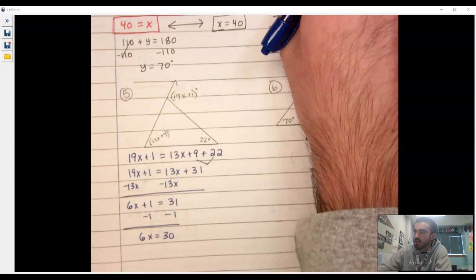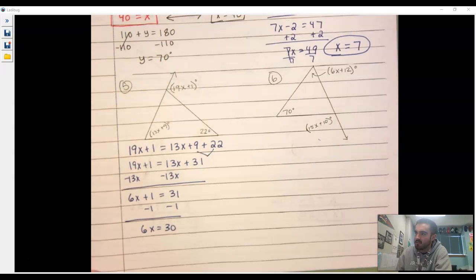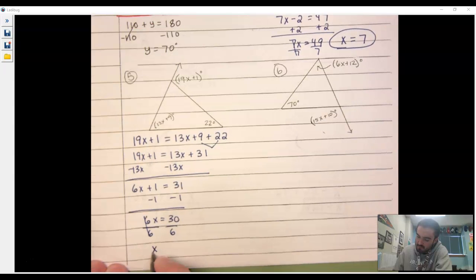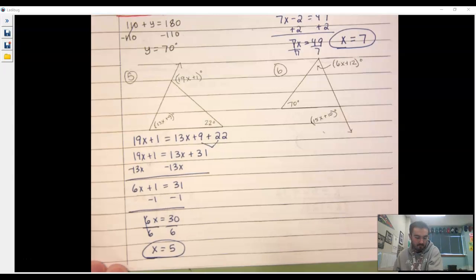Whoops. Sorry, my screen cut off there. Sorry about that, guys. Subtract by 1 on both sides. Divide by 6, and I would get x equals 5. Again, all it's asking me to do is solve for x here.